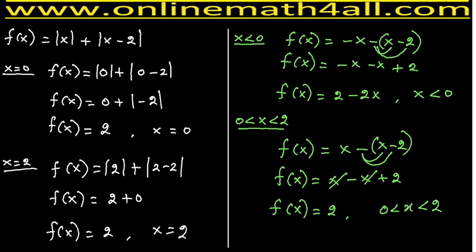So I got the result for f of x for four conditions: x is equal to 0, x is equal to 2, x less than 0, and 0 less than x less than 2. I have to find the result for f of x for one more condition, that is x greater than 2, so we can do it on the next page.